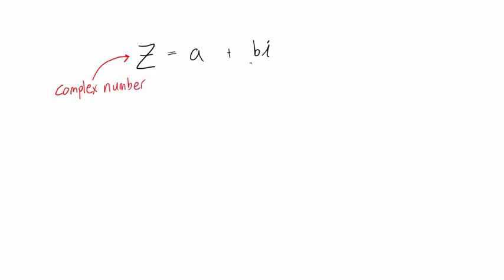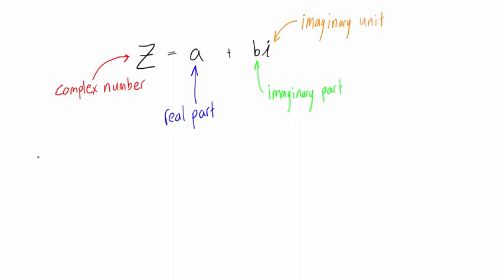A and b are real numbers, but a specifically is called the real part of the complex number, and b is called the imaginary part, and the i is called the imaginary unit. And the imaginary unit is defined as i is equal to the square root of -1, which also means that i squared is going to be equal to -1.